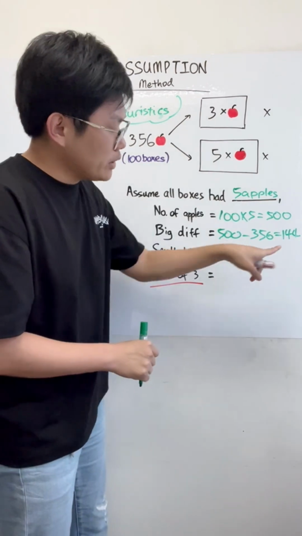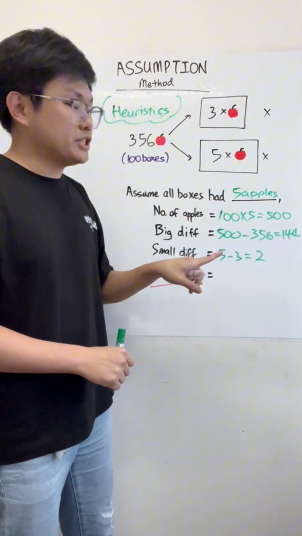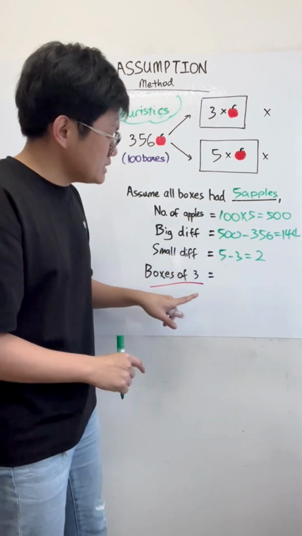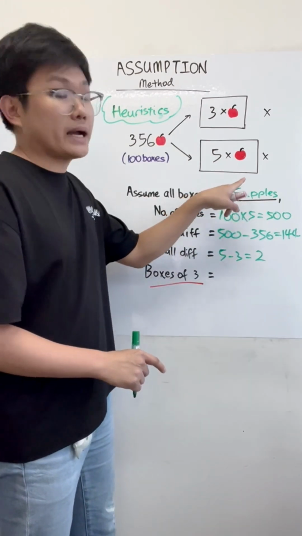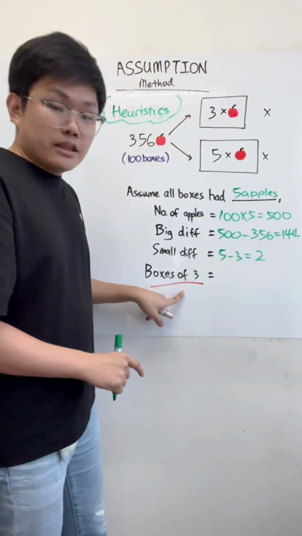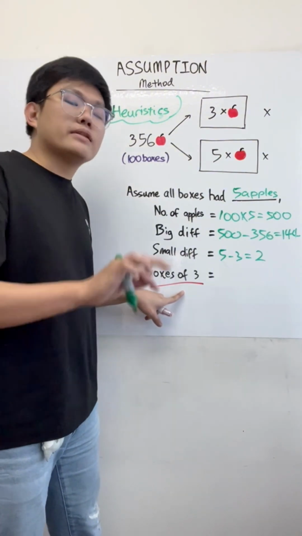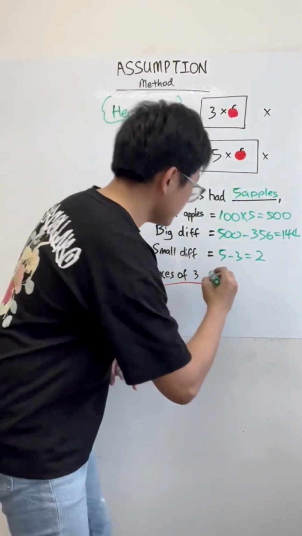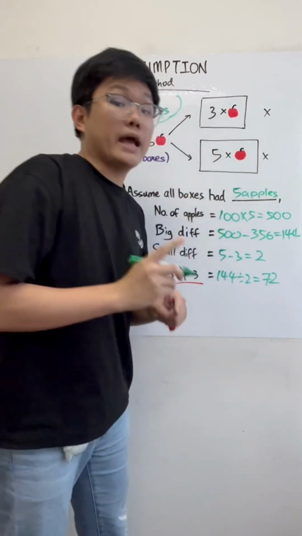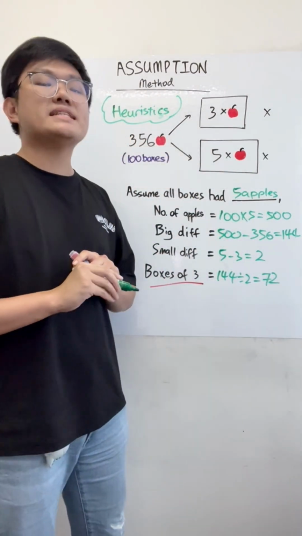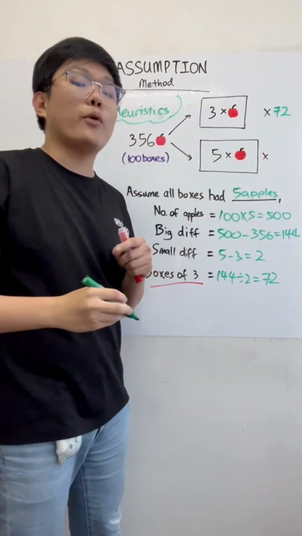However, we know that we want to reduce by 144 apples, and each time we reduce by 2 apples. This is the reason why we wanted to start off with the opposite one. Because if we start off by counting 5 apples first, the thing that we'll count at the end would be the boxes of 3. This will give us 144 divided by 2 to give us 72. And just to take note again, 72 what? 72 boxes of 3. This is our answer.